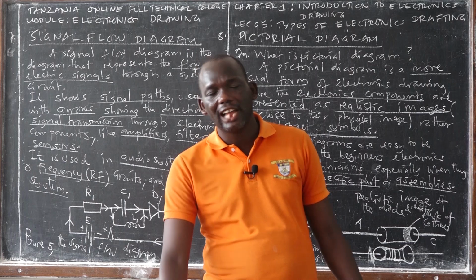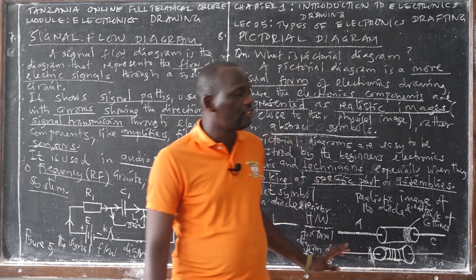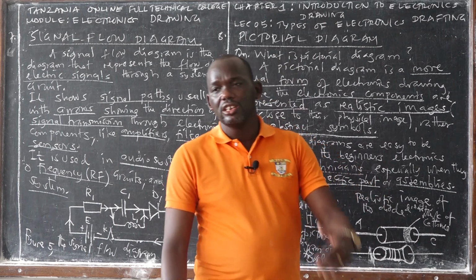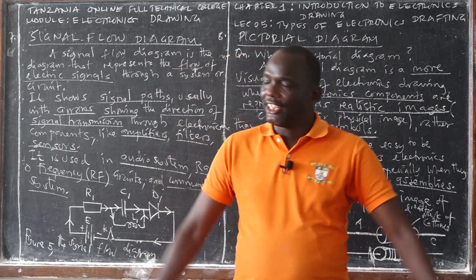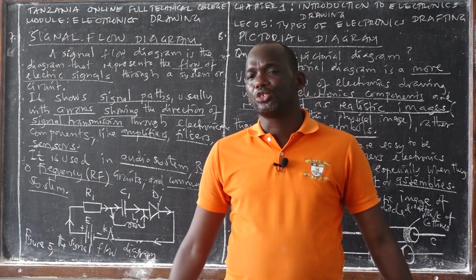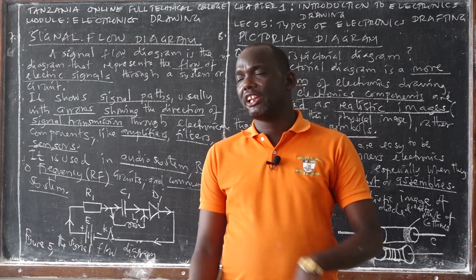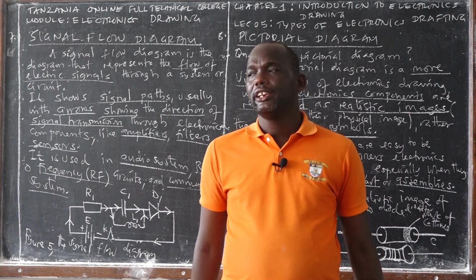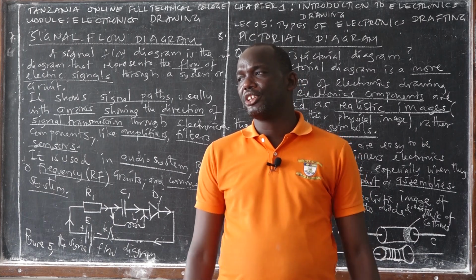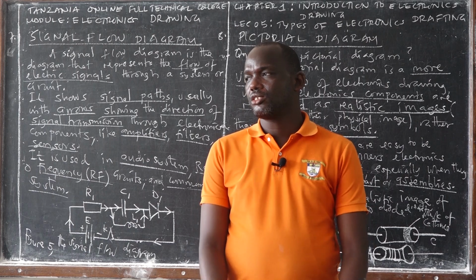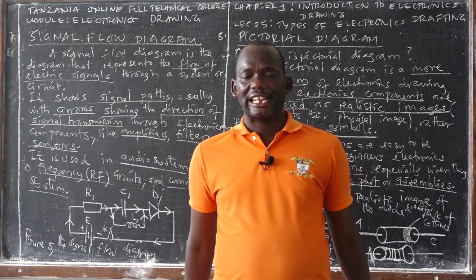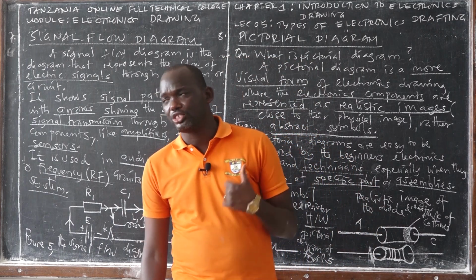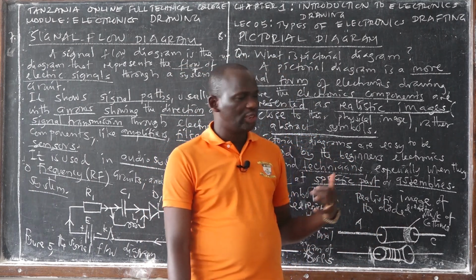Well, I would like to say that this is the end of the topic called the Introduction to Electronics Drawing. Yes, the module is called electronics drawing, but we are supposed also to learn about electronics drafting. So that's why I'm going to say that it's the end of the topic called the Introduction to Electronics Drawing. I would like to welcome you to the next topic, called block diagrams, which is topic 2 or chapter 2. And it will be very interesting.